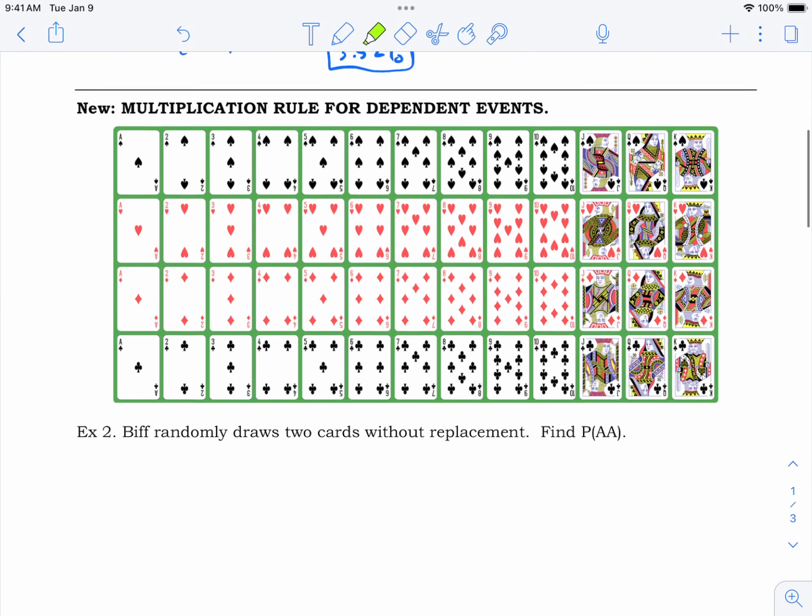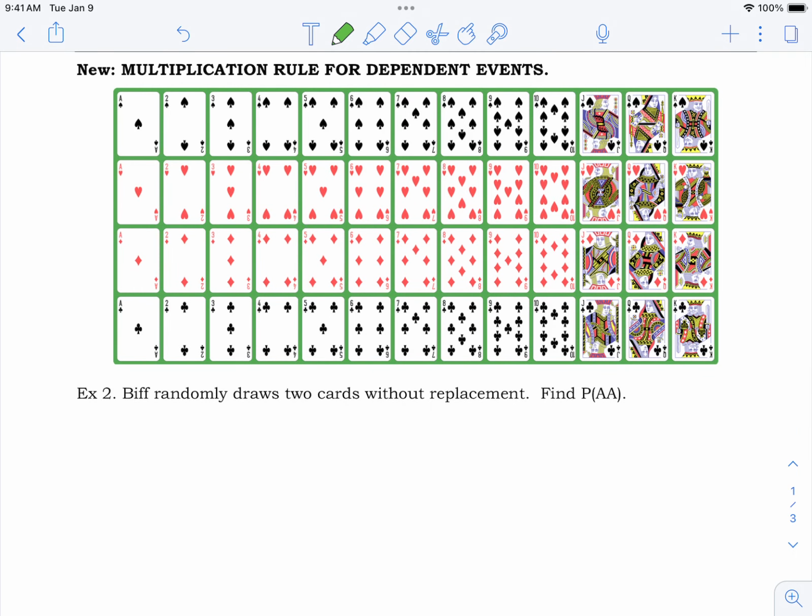Dependent. We're going to use the multiplication rule again today. I do like the multiplication rule. But we're going to start playing with what's called dependent events. The outcome of one event actually does have a bearing on what happened already. So for example, Biff randomly draws 2 cards, and here's the key phrase, without replacement. What does that mean? Well, what it means directly is he took a card and then he didn't put it back.